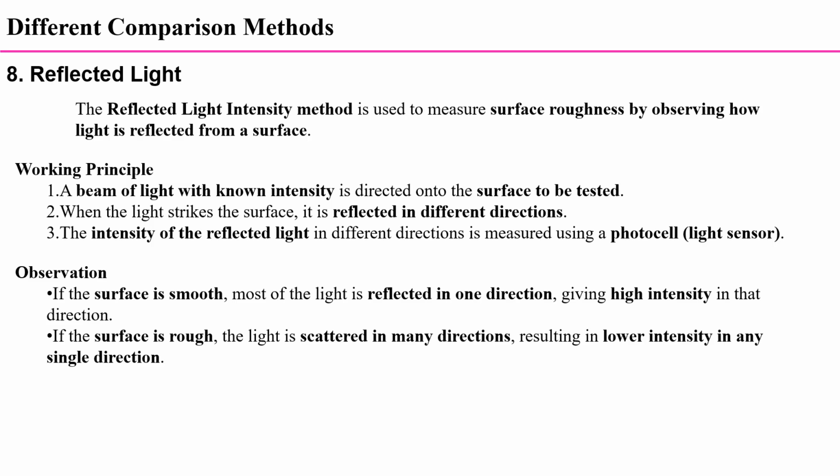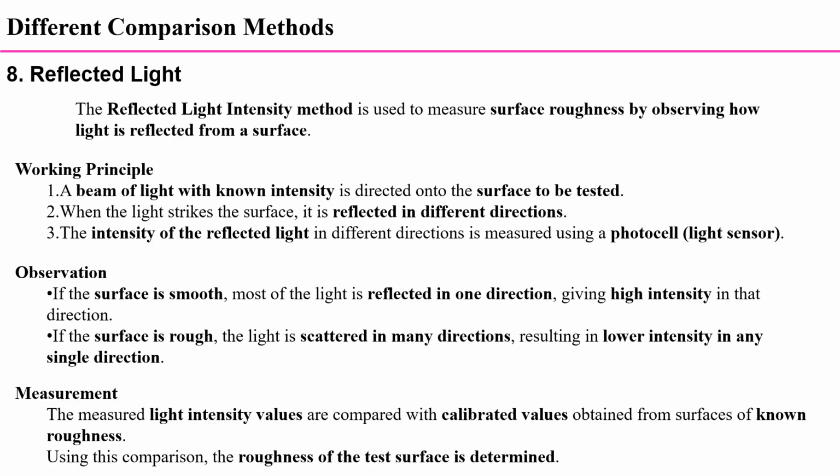If the surface is smooth, then most of the light is reflected in one direction, giving a high intensity in that direction. If the surface is rough, then light is scattered in many directions, resulting in lower intensity in any single direction. The measured light intensity values are compared with calibrated values obtained from surfaces of known finish. Using this comparison, the roughness of the test surface is determined.